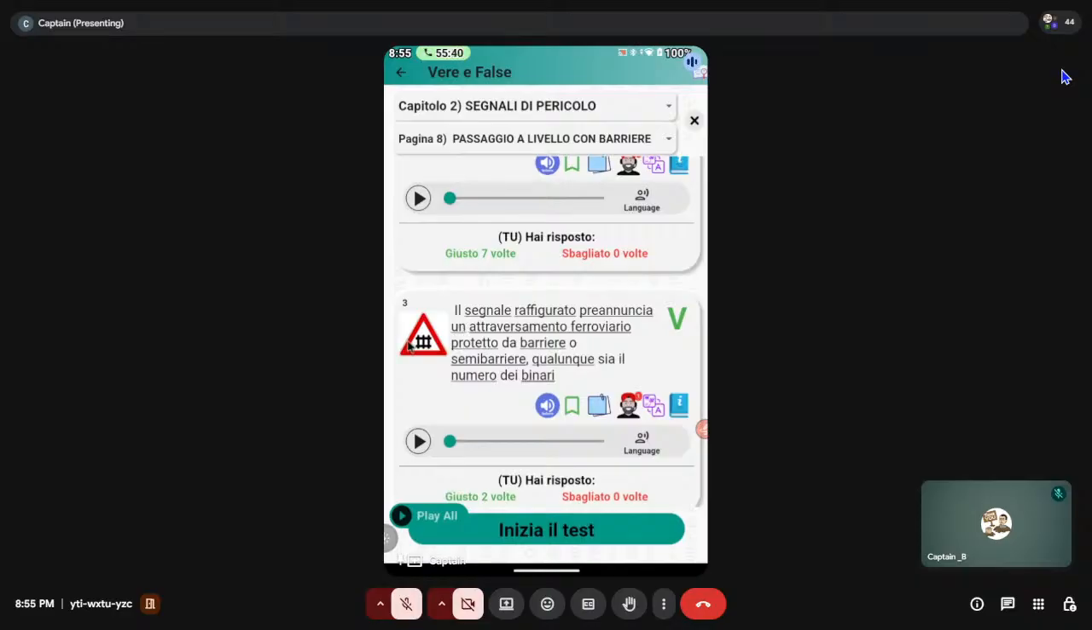Now, this sign is not announcing the number of tracks, track 1, track 2. It's only saying that there's a train track ahead of you and it's closing it. There's a barrier, so you can't drive through it. You understand? Okay. If the barrier comes down, you have to wait at the stop.